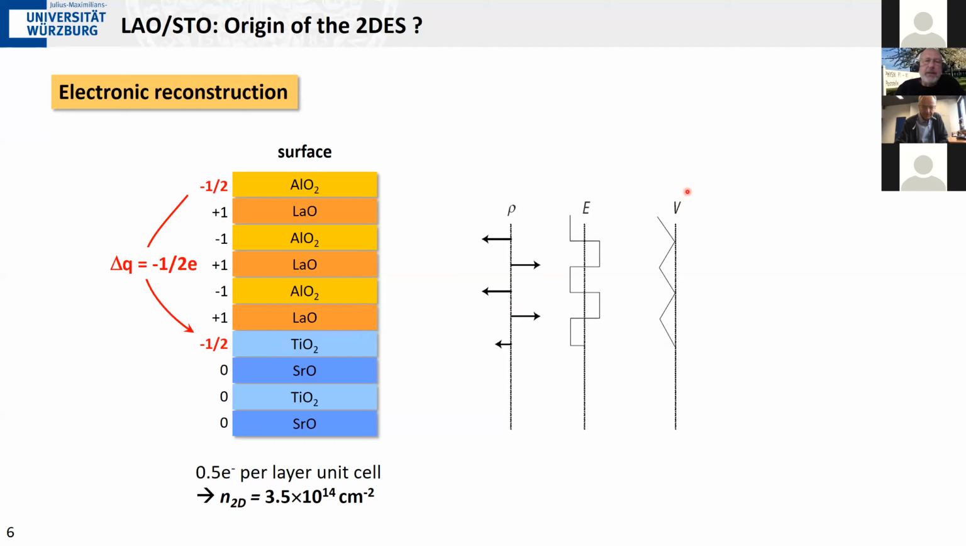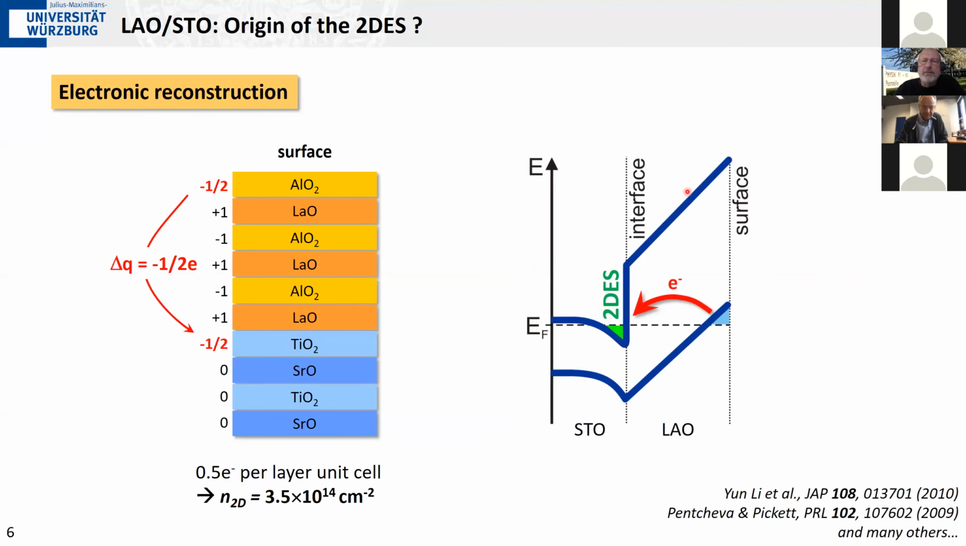This is a simple classical picture, but you can of course also study the system by band structure calculation, and many groups have done this. And this is in principle the picture that you get from this. At the interface, you have a band bending situation, as you often have in semiconductor heterostructures. So the STO conduction band gets pushed down somewhat as you approach the interface from the STO side. And on the LAO side, because it's a polar material, you get this built-in potential that leads to an increase of both the valence band and the conduction band edges.